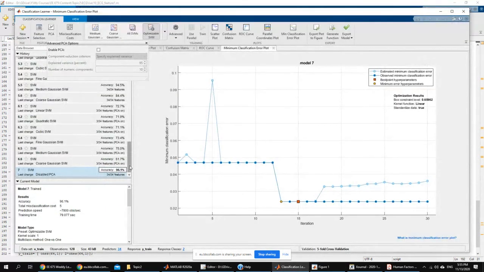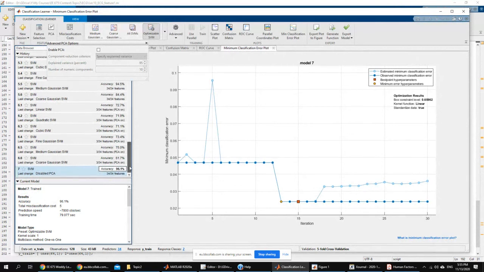Now we got to 96.1%. This is an improvement. See, we had 95.3% before, and now we have 96.1%. So optimization of parameters will actually get you that. If you want to do that manually, it's going to be really difficult and really time consuming. So it's much easier to do it here.